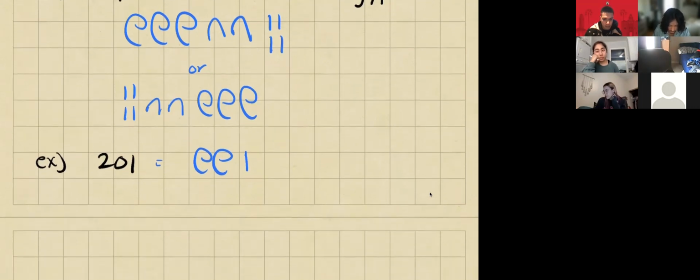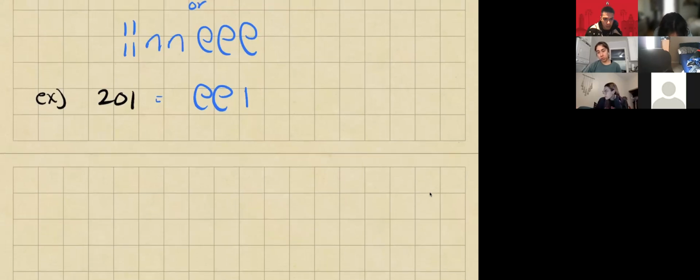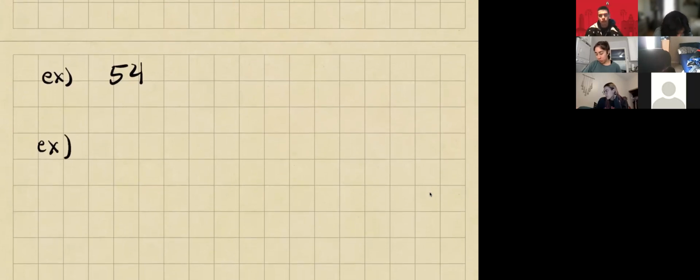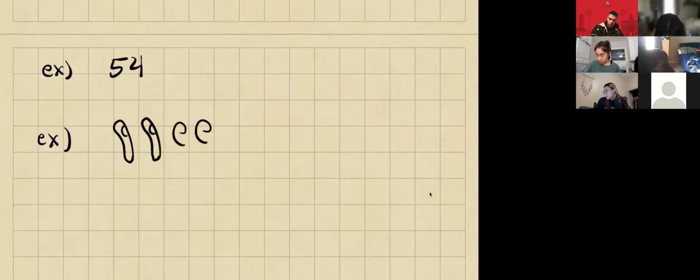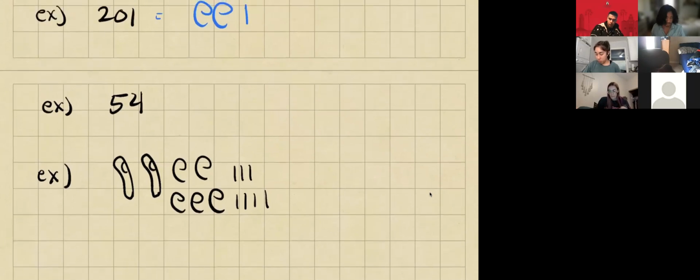Good. Let's try another one. Let's see. And then what do those represent? Represent the first one in Egyptian and then tell me what the second one is.